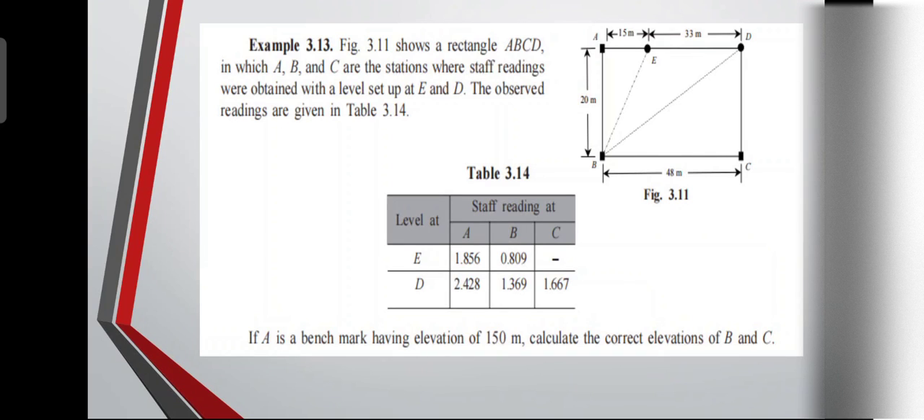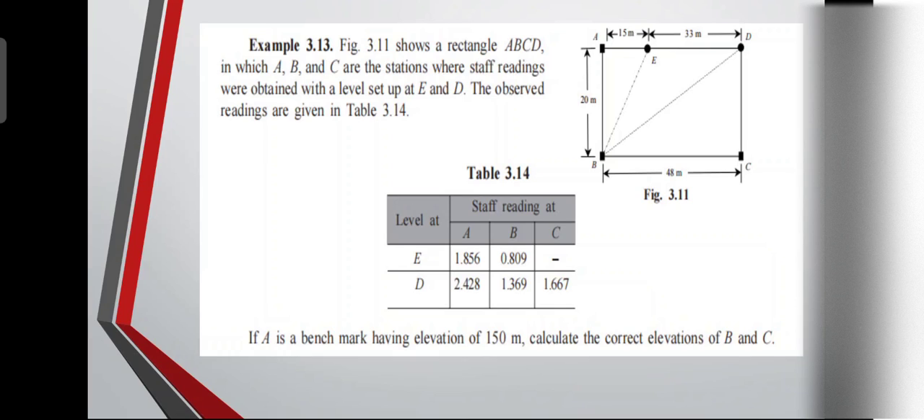The problem statement states that there is a rectangle named ABCD in which A, B, and C are stations where staff readings were obtained with a level set up at E and D. The observed readings are given in table 3.14. The level is set up at E and D and staff readings are obtained of stations A, B and C.